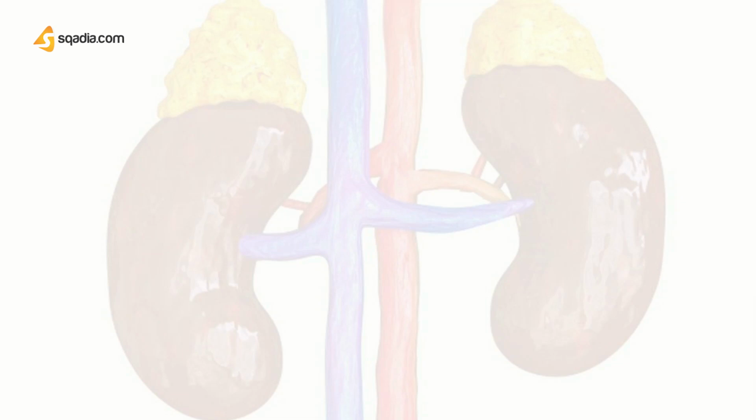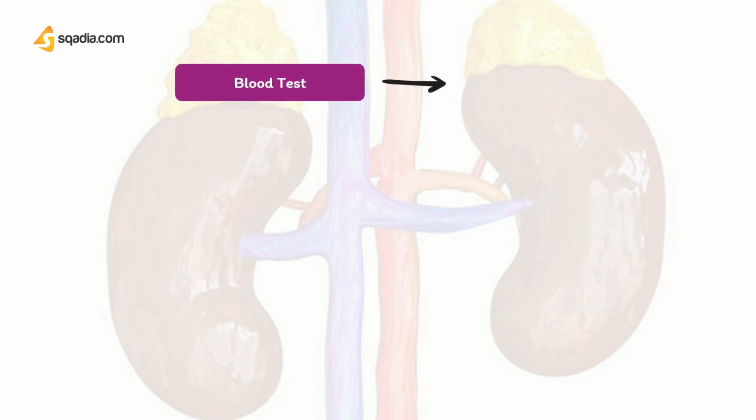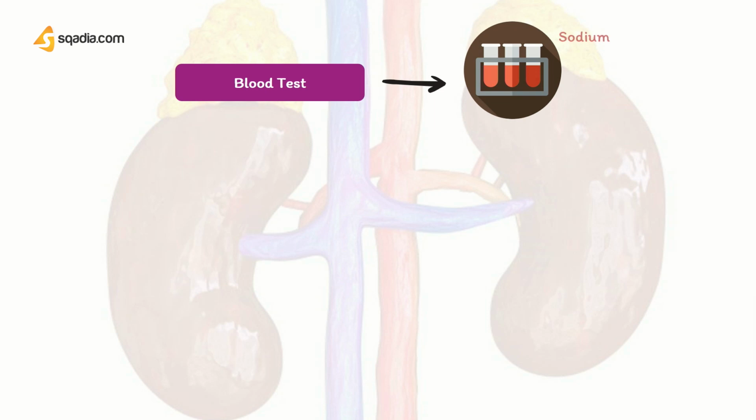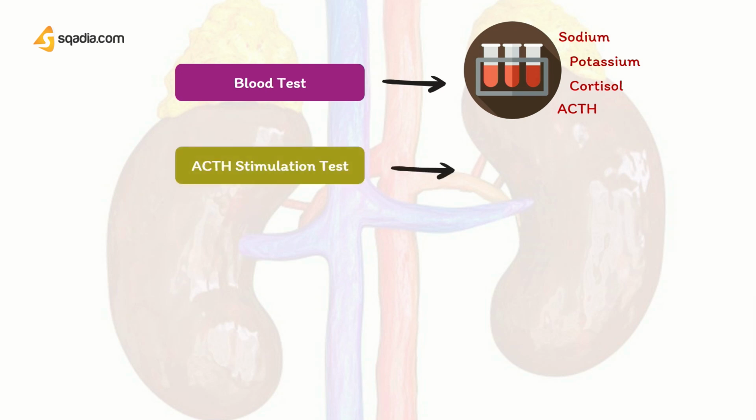Now, how will you diagnose Addison's disease in a patient? Blood tests can measure your blood levels of sodium, potassium, cortisol, and adrenocorticotropic hormone, which stimulates the adrenal cortex to produce its hormones. Further on, we have an ACTH stimulation test. The ACTH signals your adrenal glands to produce cortisol.